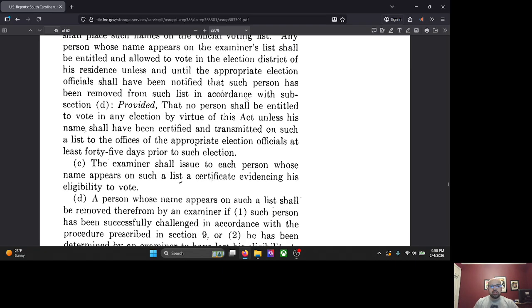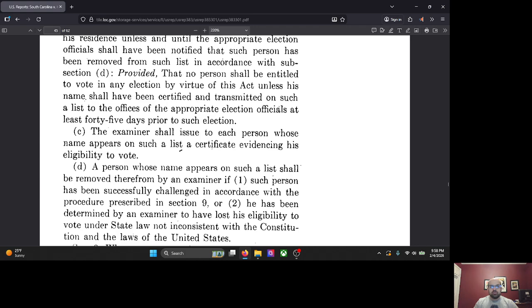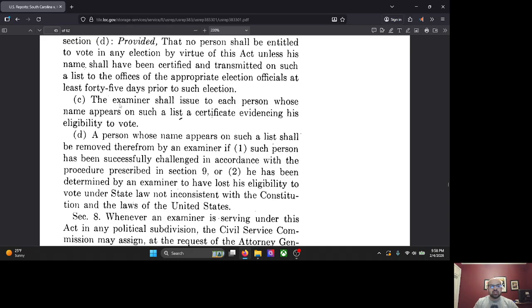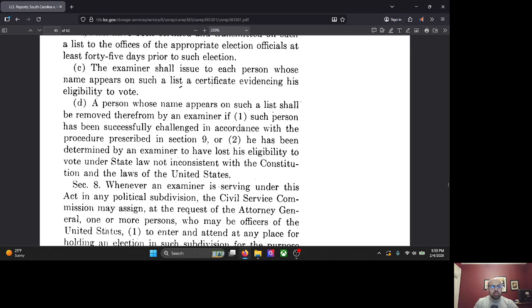Provided that no person shall be entitled to vote in any election by virtue of this Act unless his name shall have been certified and transmitted on such a list to the offices of the appropriate election officials at least 45 days prior to such election. The examiner shall issue to each person whose name appears on such a list a certificate evidencing his eligibility to vote.